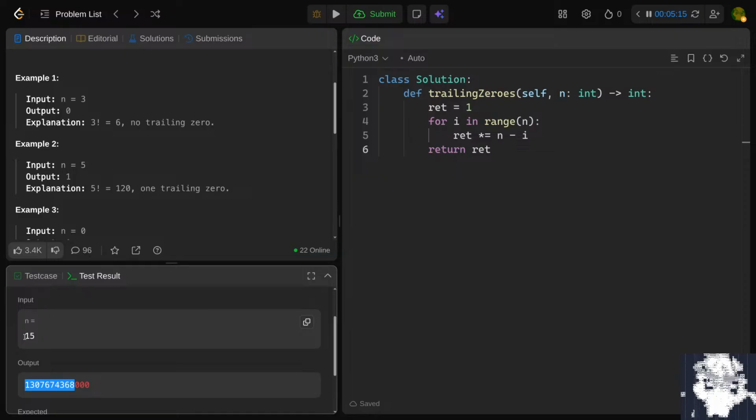So for 15, no, because how do you get 3 zeros here? Because I would have said 2 times 5, that's one of them. 10, that's the other. How do you get the third 0?